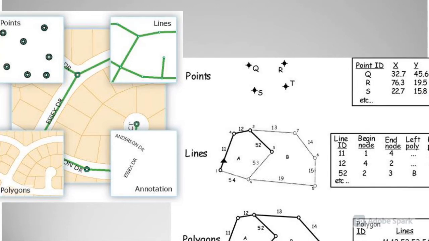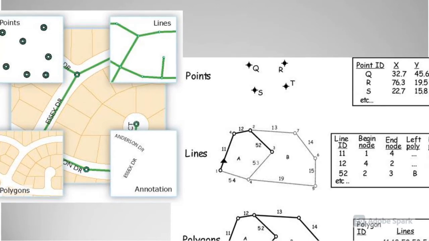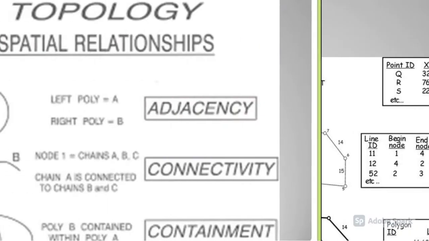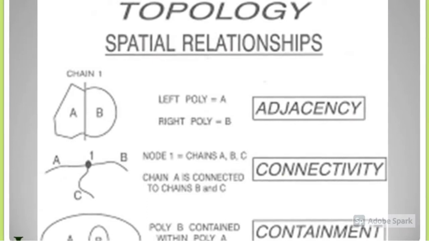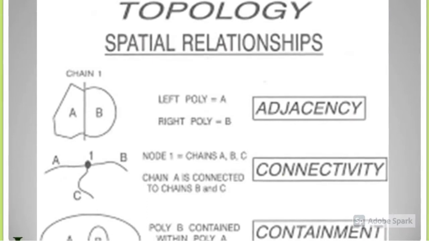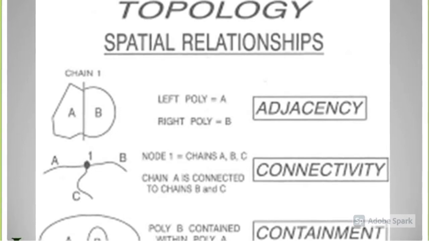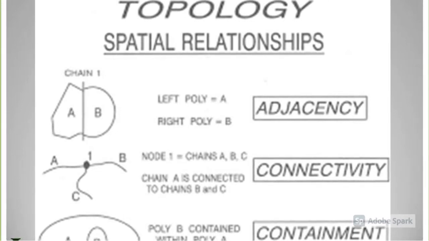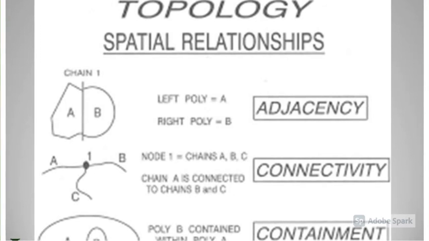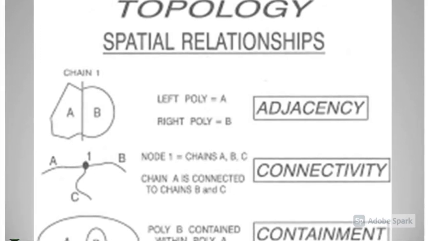Properties of the topological data structure. Connectivity indicates which geographic features connect to others or which geographic features intersect each other. For example, line 1 is connected to lines 2, 3 and 4 as shown. Adjacency indicates which geographic features are adjacent to others. For example, polygon A is adjacent to polygon C as shown.